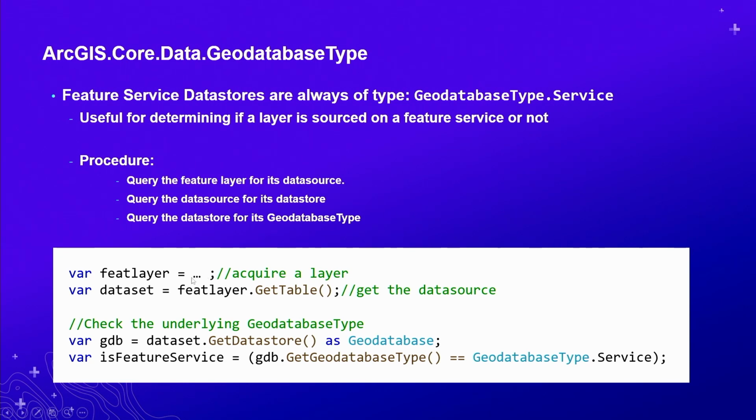So I've acquired an arbitrary feature layer. I access its data source, feature layer.getTable. From the returned dataset, I get its data store. I'm casting to geodatabase, and then I get the corresponding geodatabase type, get geodatabase type. If the type equals geodatabase.service, I'm setting my isFeatureService flag to be true. Okay, so let's use this in our next demo.